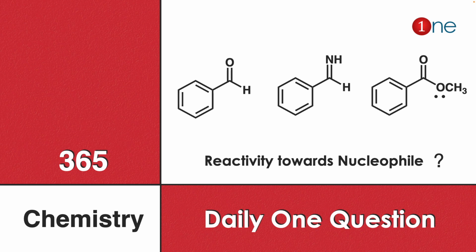Here three different types of carbonyl compounds are given. One is aldehyde, one is ester, one is imine. You have to find which one will react faster towards nucleophile.